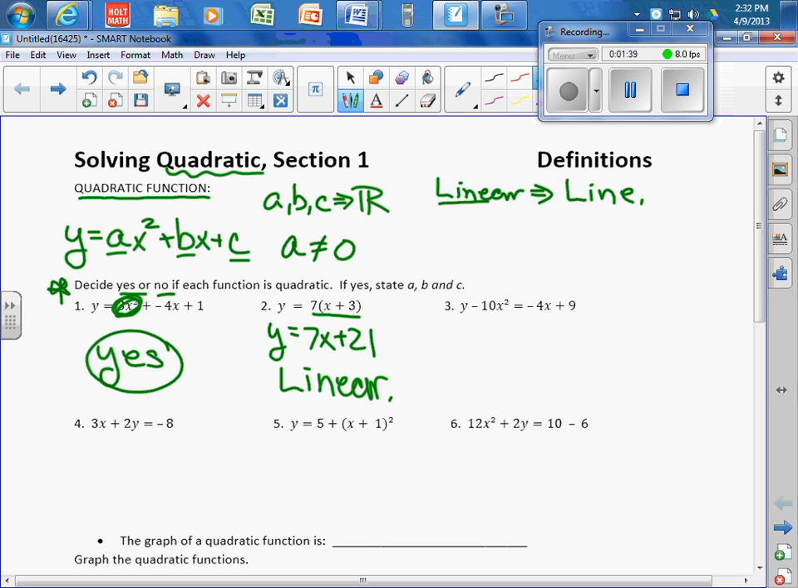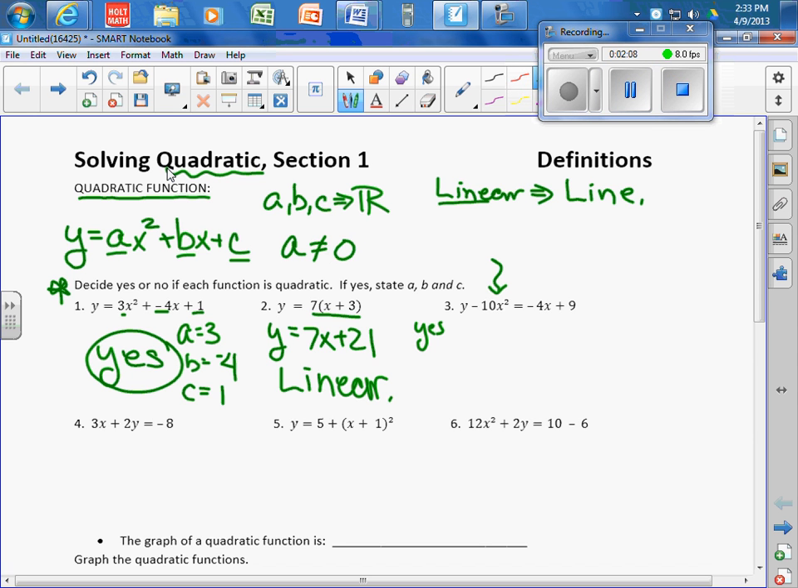In number 3, is this quadratic? Well, do we have the x squared? Yes, we do. So this is yes, this is quadratic. Now, I want to know what a, b, and c are. Well, let's go back to number 1. What's a equal to? What's the number in front of the x squared, the coefficient? Well, a is equal to 3. B is the coefficient of the x term, that's -4, and c is the number that's all by itself. It's called the constant term, and that's 1.